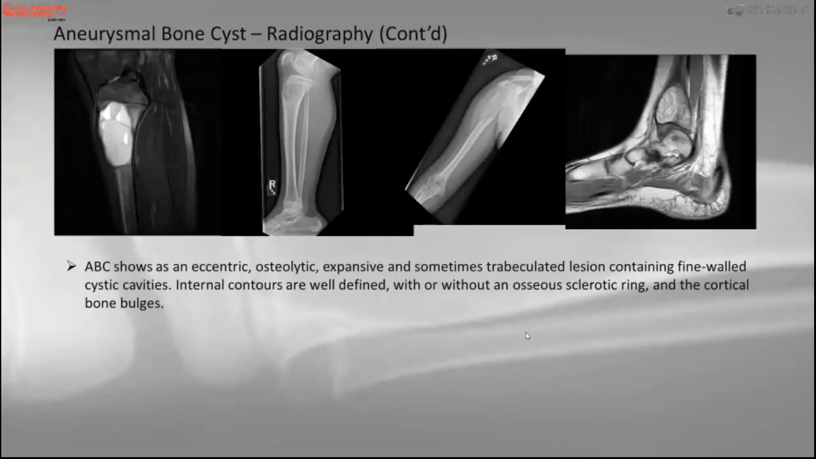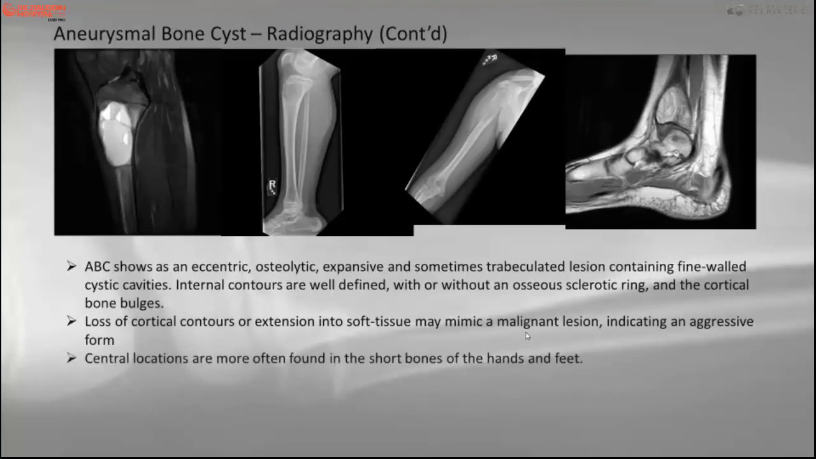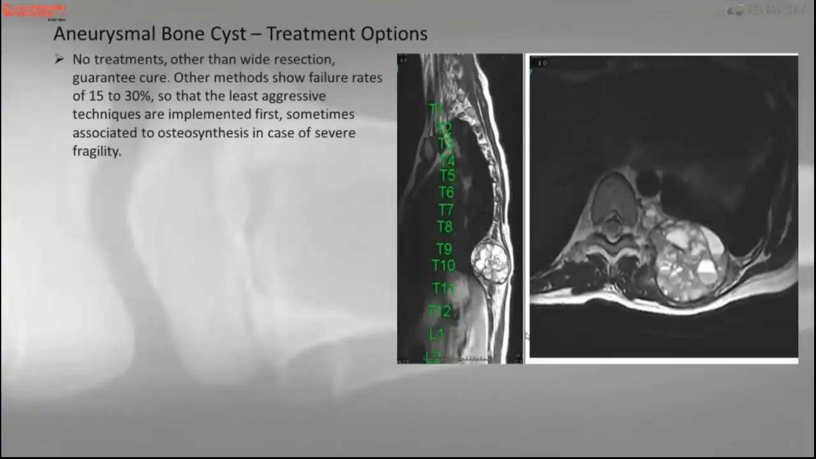It shows an eccentric, osteolytic, expansive, and sometimes trabeculated lesion containing thin-walled cystic cavities. Internal contours are well defined, with or without an osseous sclerotic ring and cortical bone bulges. Loss of cortical contours, as I told you before, if there is an aggressive tumor, then there will be pathological fracture, or it can come out of the bone. They can break the bone and come out. Central locations are more often found in short bones. This is the appearance in the spine.